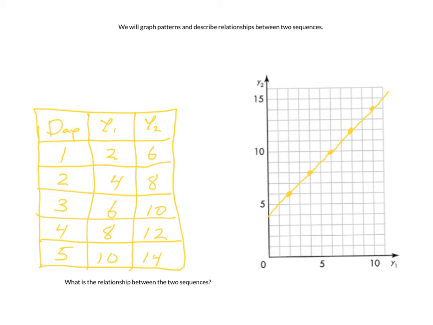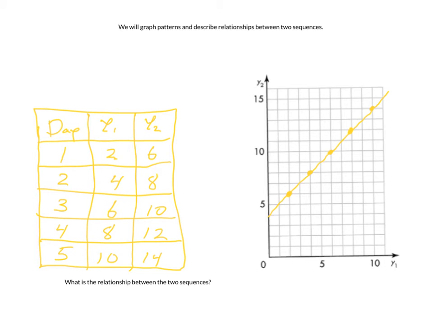Now let's answer the question, what is the relationship between the two sequences? So we're looking at the sequence y1 and y2. So what's the relationship between 2 and 6 and 4 and 8 and 6 and 10? And we're going to describe that relationship mathematically. So we're going to add something or subtract something or multiply or divide.